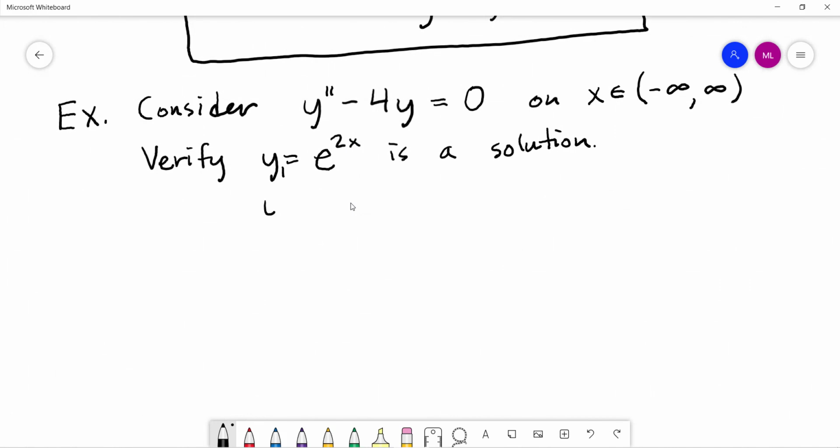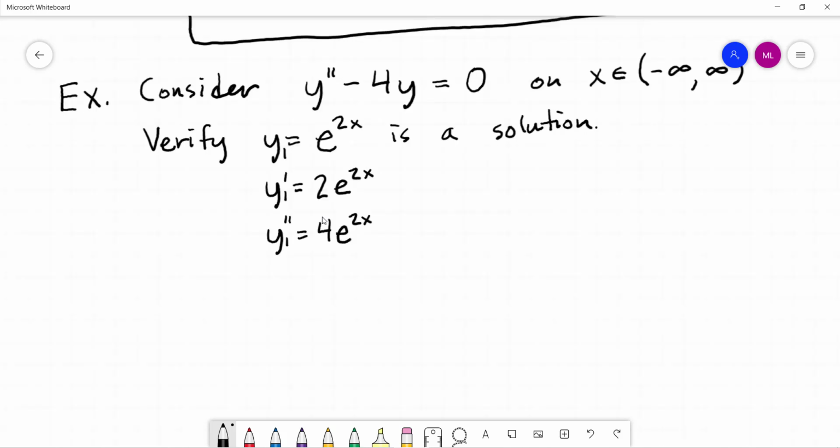Well, let's check. What is y1 prime going to be? Well, what's the derivative of e to the 2x? We would get 2e to the 2x by chain rule, right? e to the 2x times the derivative of the stuff up here would give us the extra factor of 2. Take the derivative of that, and we will wind up with 4e to the 2x.